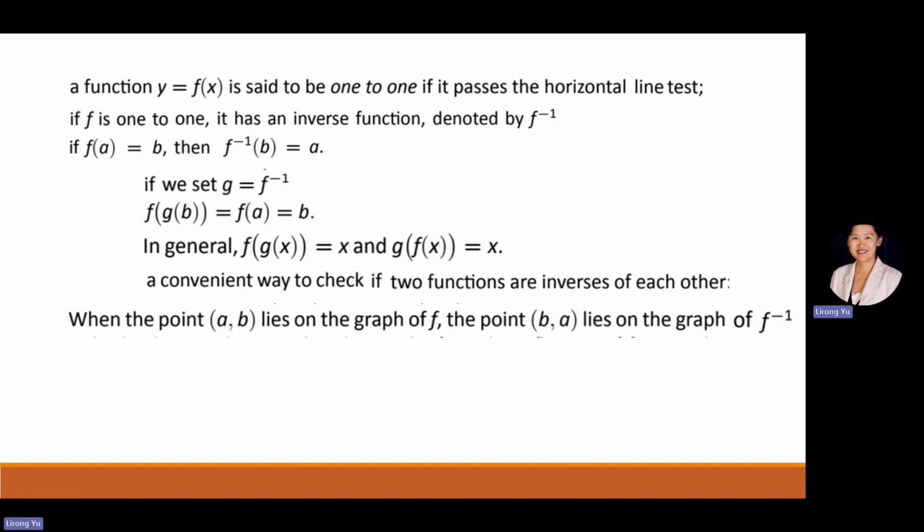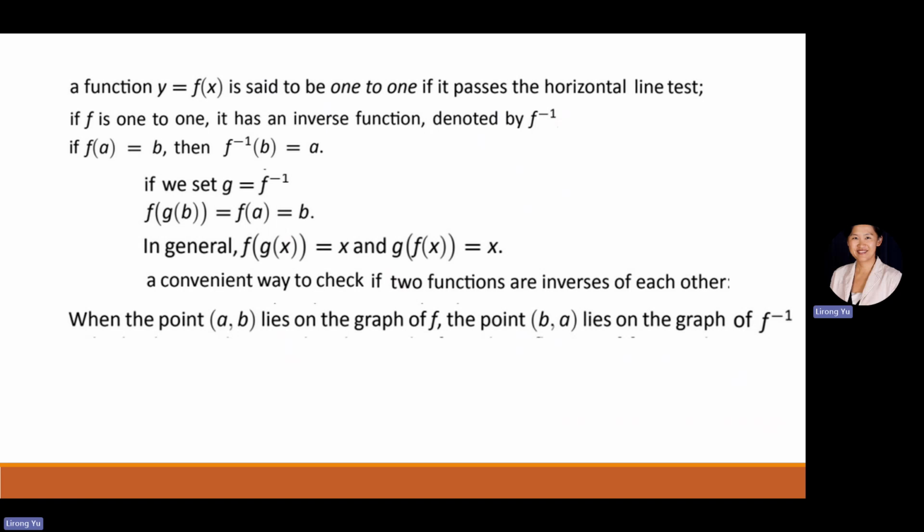All right, so that's a couple of things. So f of g of x is equal to x, and g of f of x is also equal to x. That is, f and f inverse cancel each other. Then f inverse also cancels f. So one way or the other, you get the identity function.